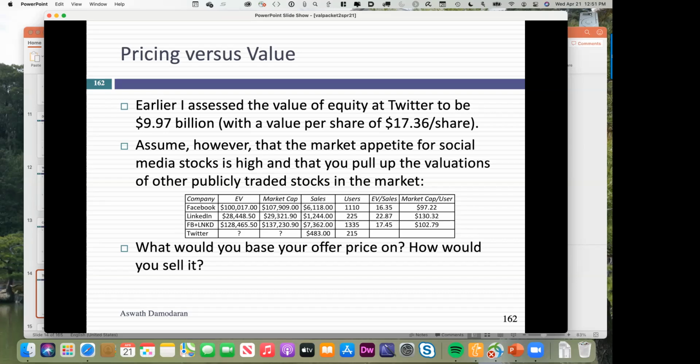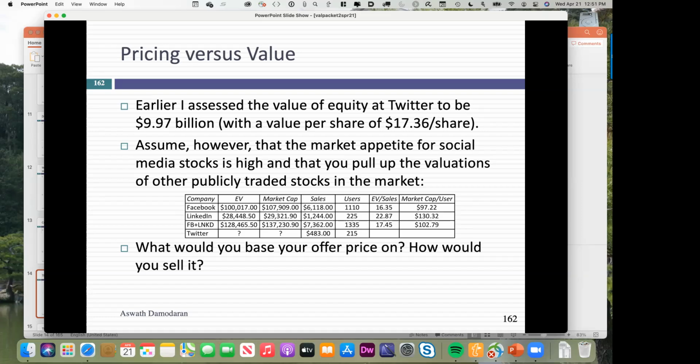Do you know what I did? I took the number of users, Twitter had 215 million users, multiplied it by $100 per user, come up with 21.5 billion. There's my pricing for the stock. If I'm a banker, that's what's driving what I'm going to ask for the stock. But as I said, even if you're a banker who believes your pricing, you're going to underprice the stock because you don't want to overprice.